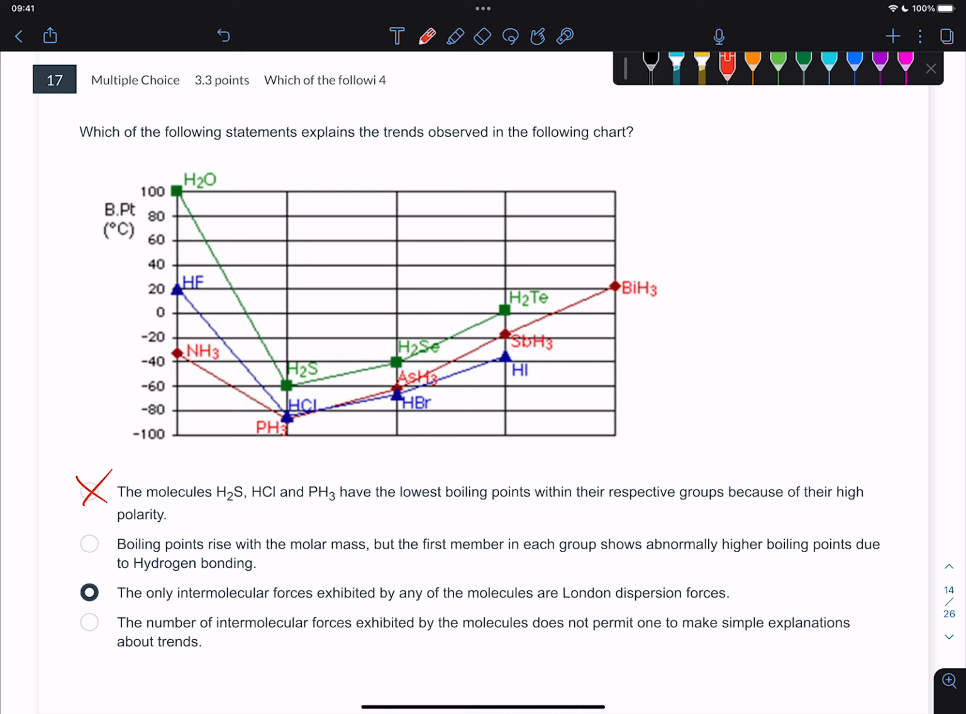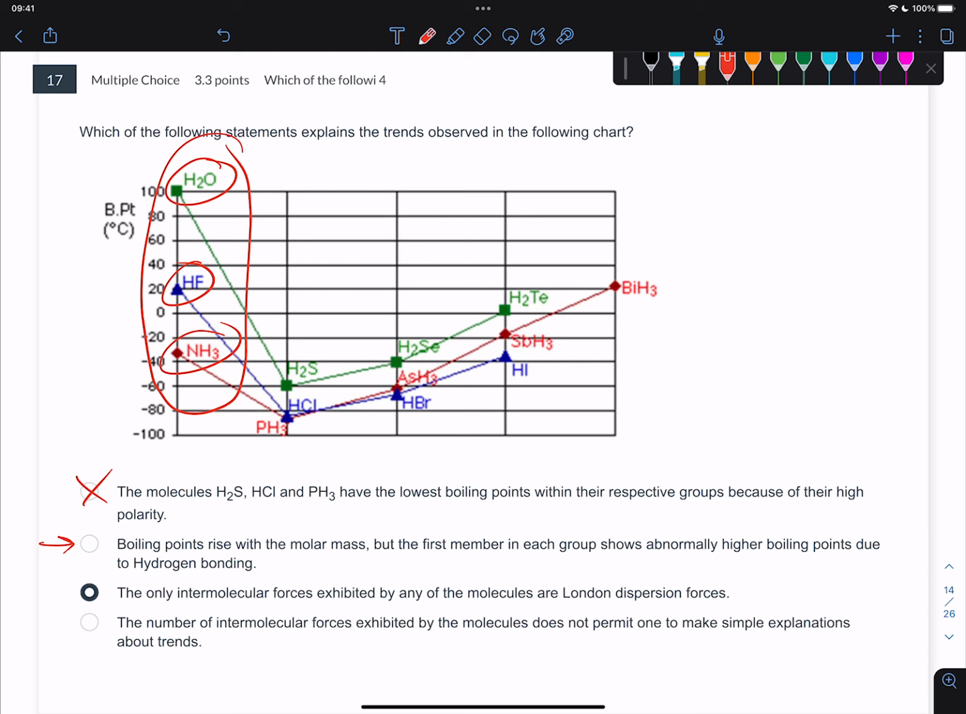Huh. That does not look right. That was actually the right answer right here. The boiling points rise with molar mass, but the first member of each group shows abnormally higher boiling points due to hydrogen bonding. H2O can hydrogen bond because remember it has an H directly connected to an O. HF can hydrogen bond. NH3 can hydrogen bond. They have higher boiling points because they can hydrogen bond. So this is actually, I believe, the right answer.